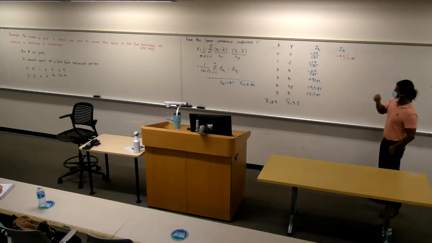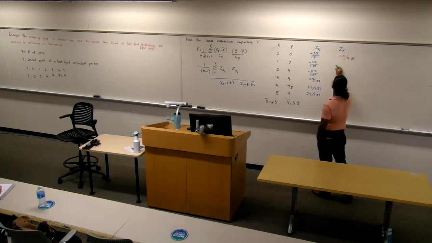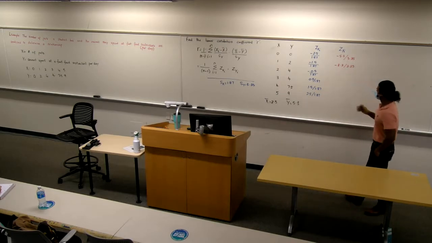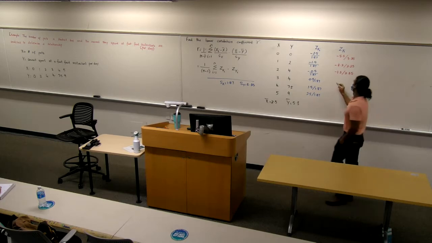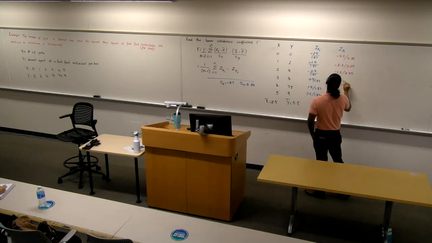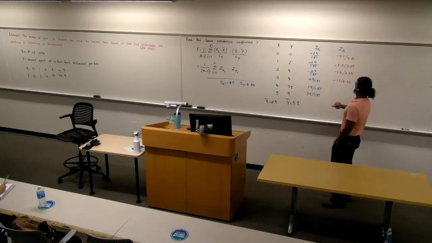So 0 minus 5.3 is negative 5.3 divided by 3.35. 2 minus 5.3 is negative 3.3 divided by 3.35. 4 minus 5.3 is negative 1.3 divided by 3.35. Same. 7.5 minus 5.3 is 2.2 divided by 3.35. 3.7 divided by 3.35.